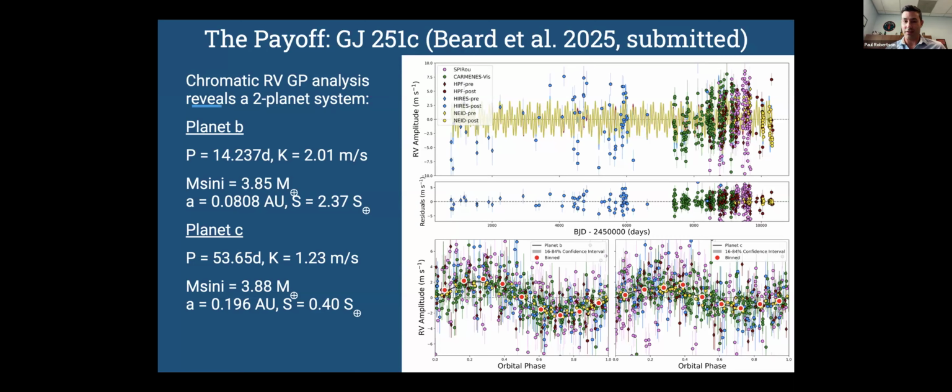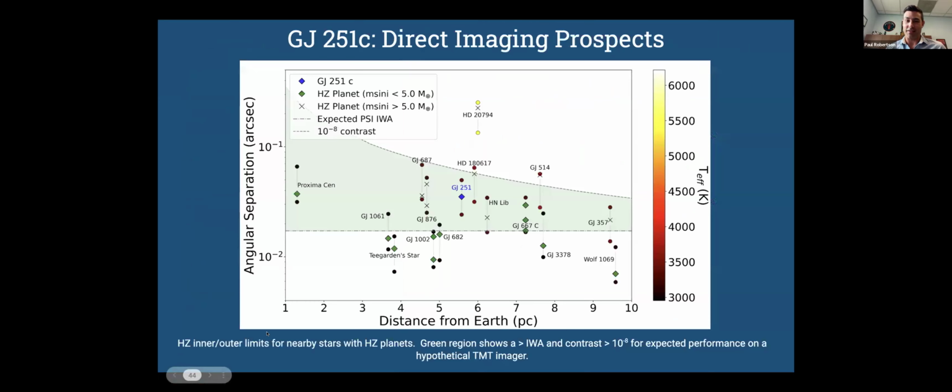When we put those data together with velocities from HPF and NEID, we see a second planet at about 54 days with an amplitude of just about a meter per second, which translates to a planet with a minimum mass of just under 4 Earth masses, and it's right in the middle of the habitable zone. And this is exciting because, as I said at the top of the hour, we're looking for planets that are potentially accessible to 30-meter class telescopes for imaging.